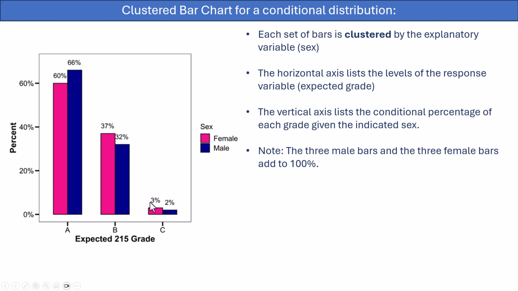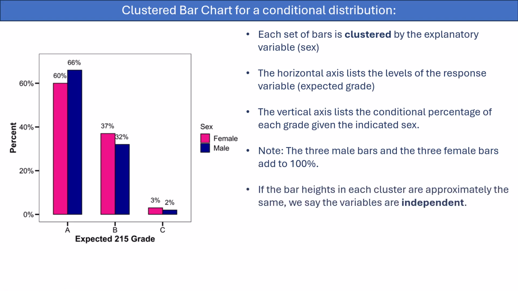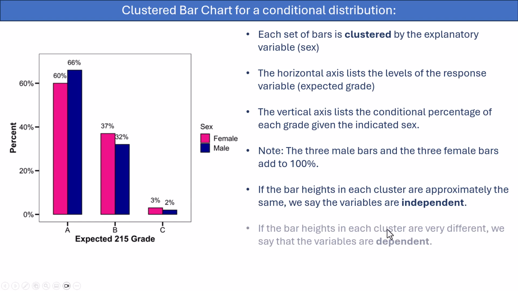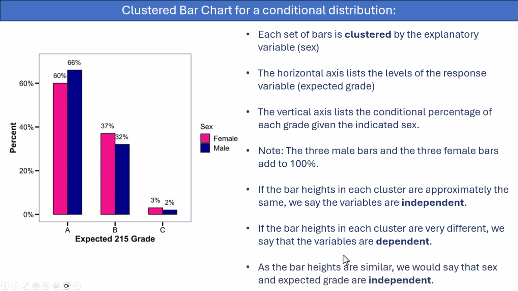Now we can use the clustered bar chart to assess the independence or dependence of our variables. If the bar heights for each cluster are approximately the same, we would say that the variables are independent. If the bar heights in each cluster are very different from each other, we would say that the variables are dependent. In this case, the bar heights are approximately the same for each of the expected 215 grades. So for that reason, we may say that sex and expected grade are independent.